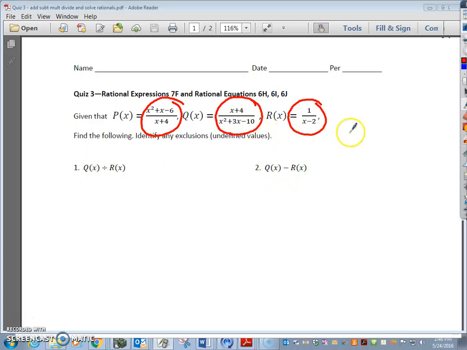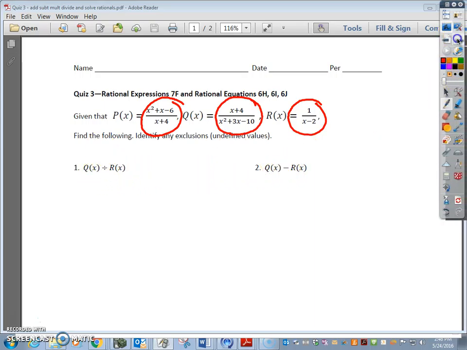Now, using that information, number one says to divide Q of x by R of x. And number two says to take Q of x and subtract R of x. So we have a division problem and a subtraction problem. We're doing these because division is like multiplication, right? If you know division, you know multiplication. Subtraction is like addition. If you know subtraction, you know addition. So let's look at the first one.